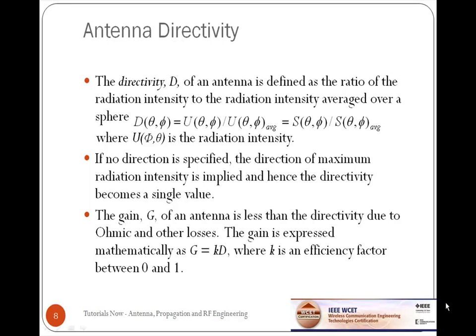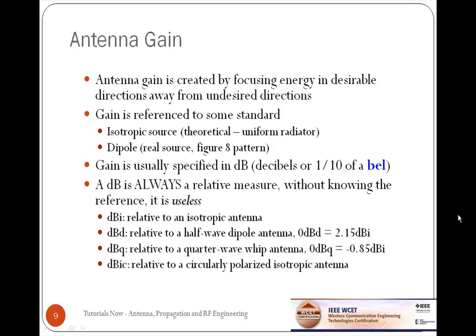One thing to note is that an isotropic radiator is basically a theoretical antenna that has an omnidirectional pattern and a directivity of D equal 1. This means that the isotropic source radiates energy uniformly in all directions over 4 pi steradians. For an antenna, the gain is basically created by focusing energy in desirable directions away from the undesired directions.